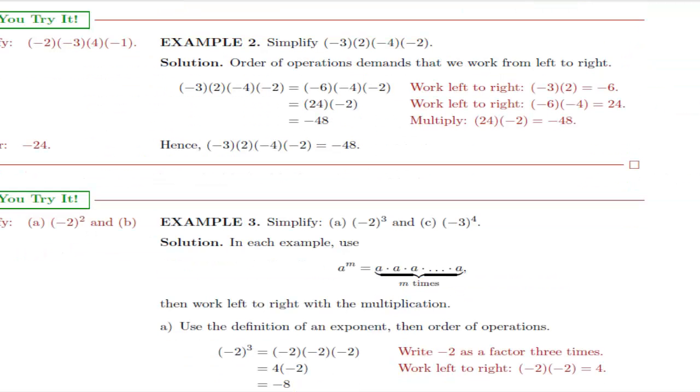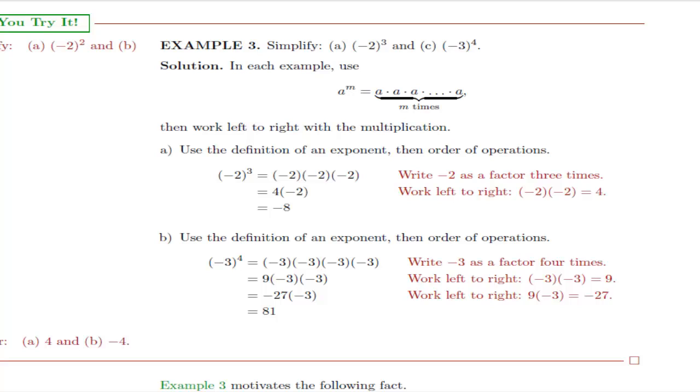Example 2. Simplify negative 3 times 2 times negative 4 times negative 2. Solution. Order of operations demands that we work from left to right. Negative 3 times positive 2 equals negative 6 since we have unlike signs. Then negative 6 times negative 4 equals positive 24 since they're both negative. Then 24 times negative 2 equals negative 48, negative because they are unlike signs. So the result is negative 48.